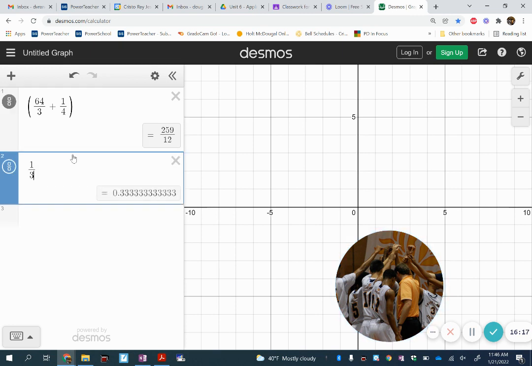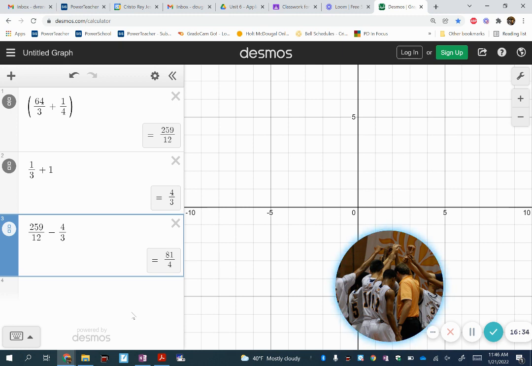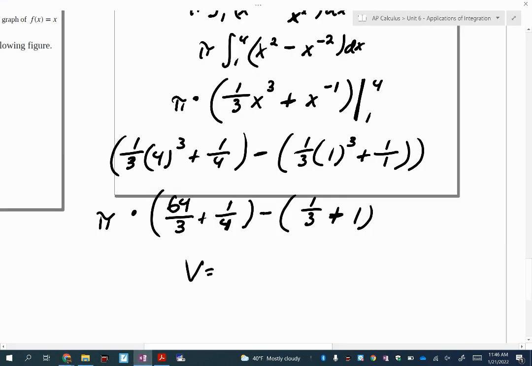That one I could do easily for you, but that's 4 thirds. All right, and when you subtract these, 259/12 minus 4 thirds, you get 81/4. All right, again, I'm going to put my pi in here. So my volume is going to be 81 pi over 4 units cubed.